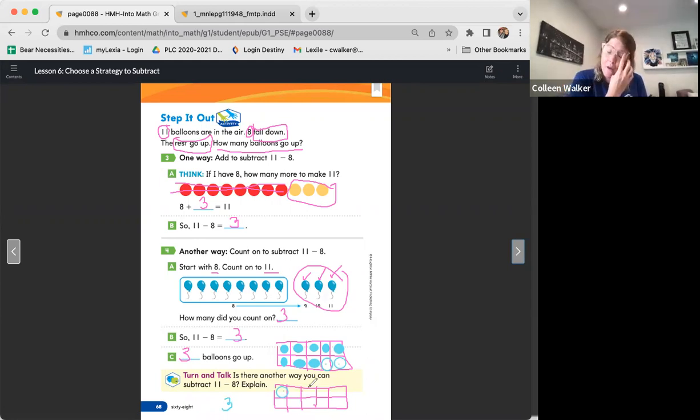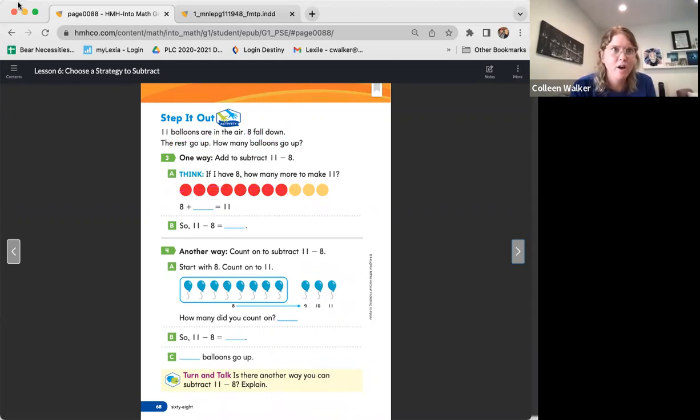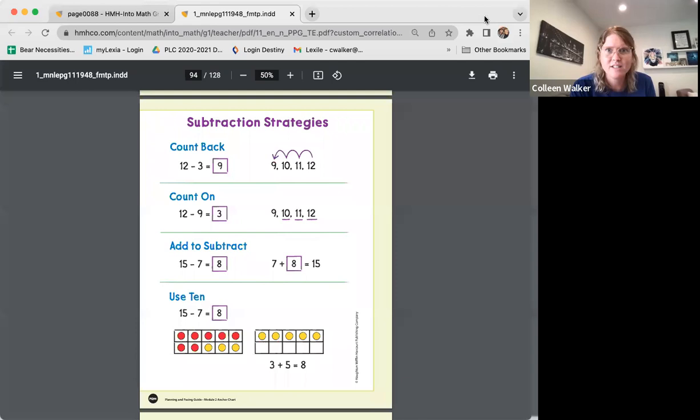That was using the make a 10 strategy that Monkey suggested we try. You guys did such a great job today. I want to remind you, let me show you. Let me clear that. I wanted to remind you to keep thinking about what strategy would be best as you're solving these subtraction problems, because you have quite a few in your tool belt as a mathematician.